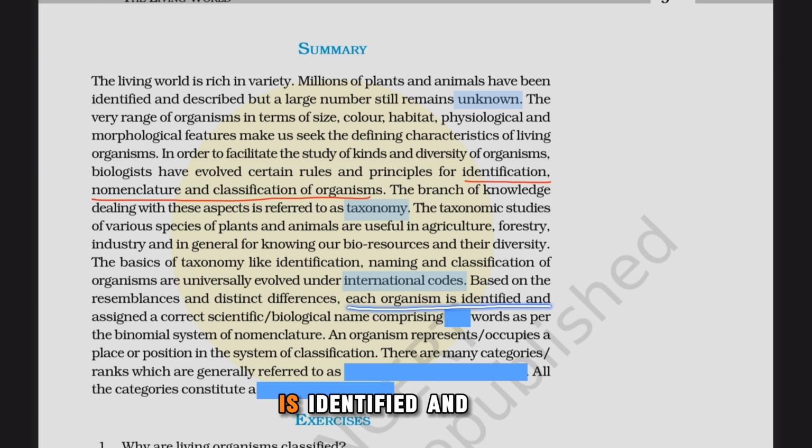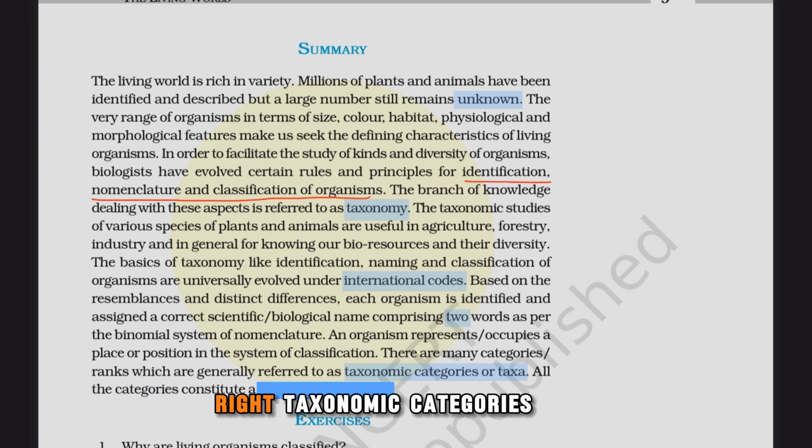Each organism is identified and assigned a correct scientific or biological name comprising how many words? Two words. There are many categories or ranks which are generally referred to as taxonomic categories. All the categories constitute a taxonomic hierarchy.